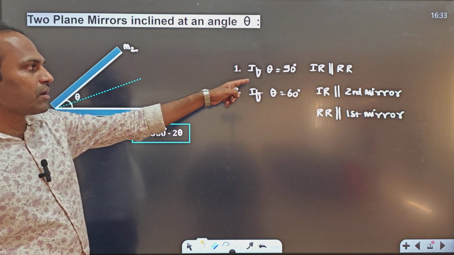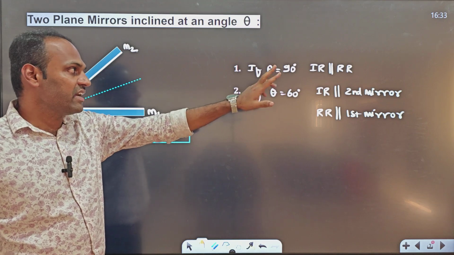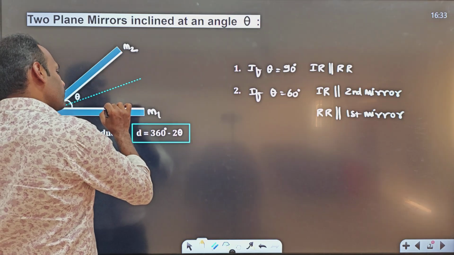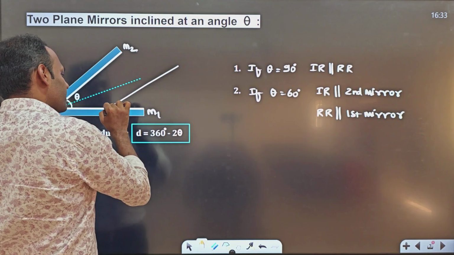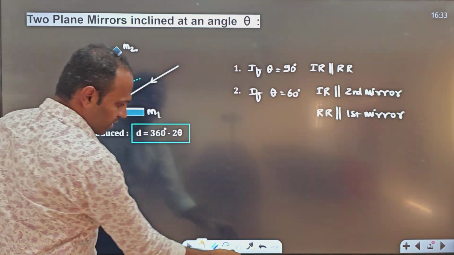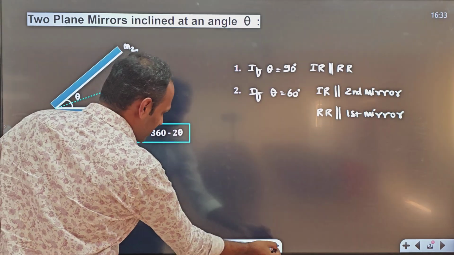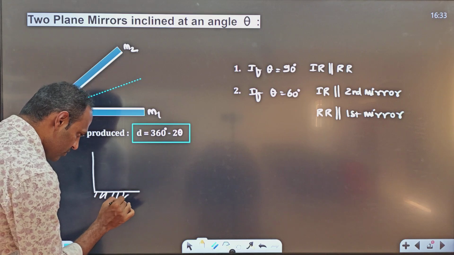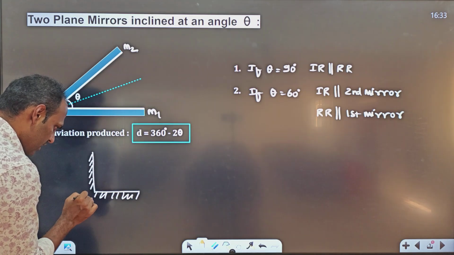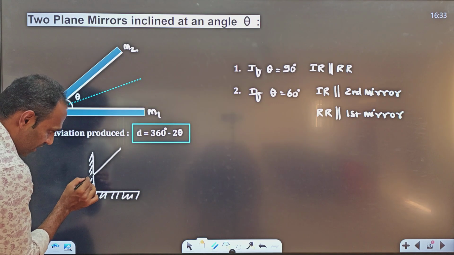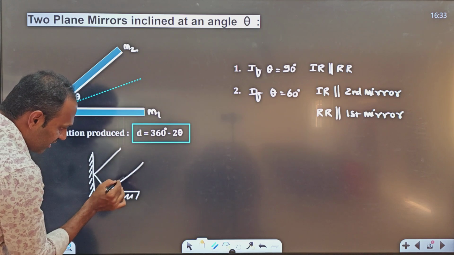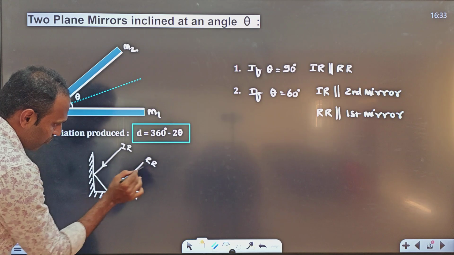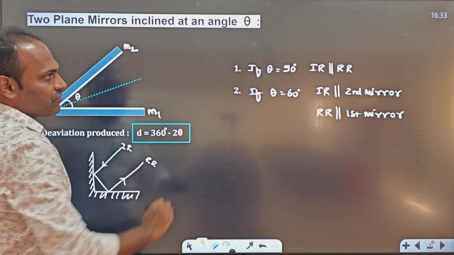Next, if the angle between the two mirrors is 90 degree, the incident light ray and reflected light ray will be parallel to each other. For example, suppose we have a 90 degree angle, that is, the mirrors are perpendicular to each other. If this is the first mirror and this is the second mirror, the light ray which is incident at one mirror will get reflected by the other mirror, and the reflected light ray will be like this. So the incident ray and the reflected light ray both will be parallel to each other. That is the meaning of the first point.